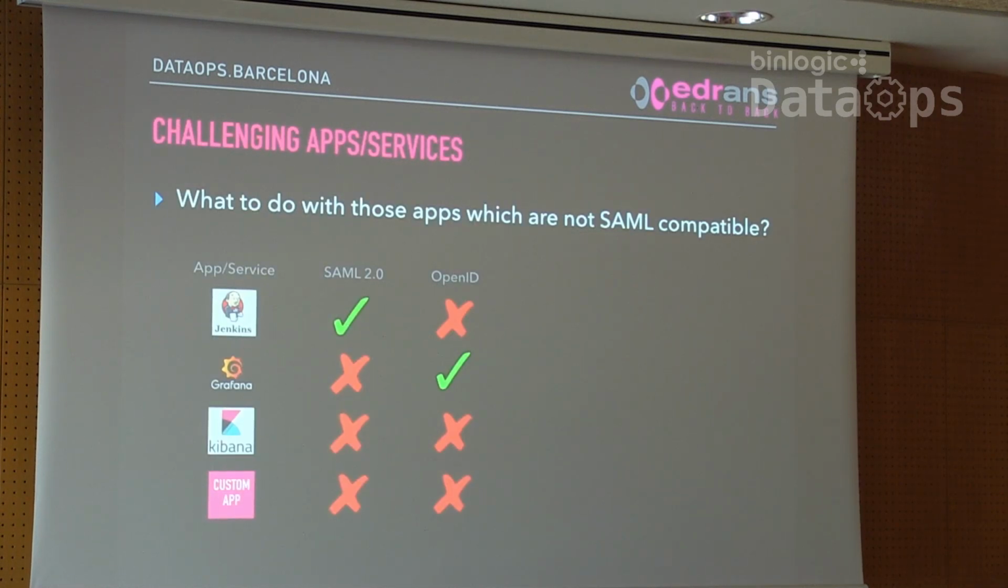And what to do with those challenging applications. For example, there are a lot of applications. I just made a short list of 4 examples. Jenkins, by default, has SAML support, so you just create the certificates and XML metadata, import into Jenkins, and click apply. Well, you have to install a plugin, I think, and that's all. It works. It doesn't have support for OpenID.